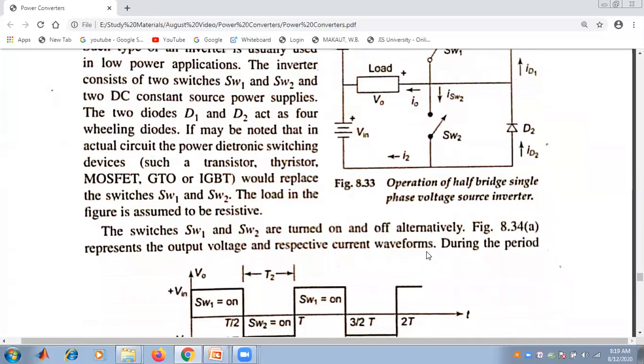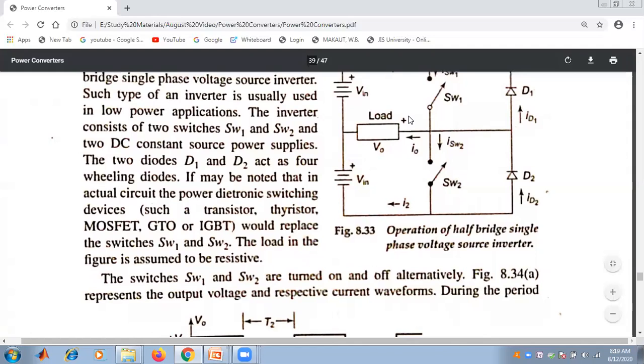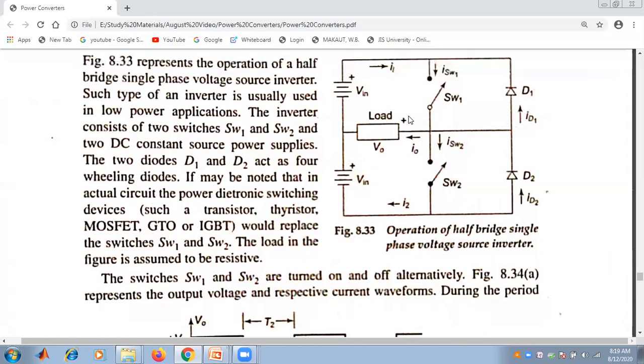It is given that the switching devices are generally transistors, thyristors, MOSFET, GTO or IGBT, which would replace the two switches that we have used. And the load that is used here, we are assuming that the load is resistive in nature.